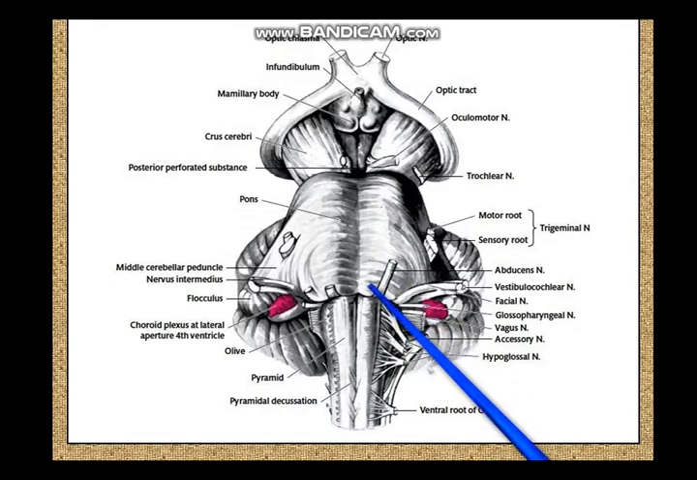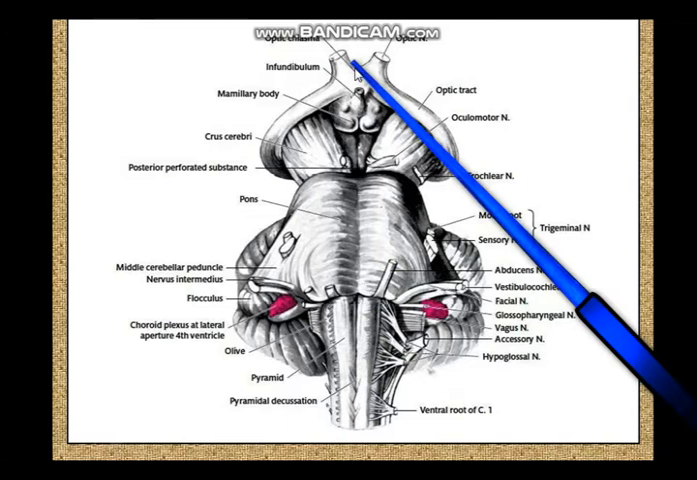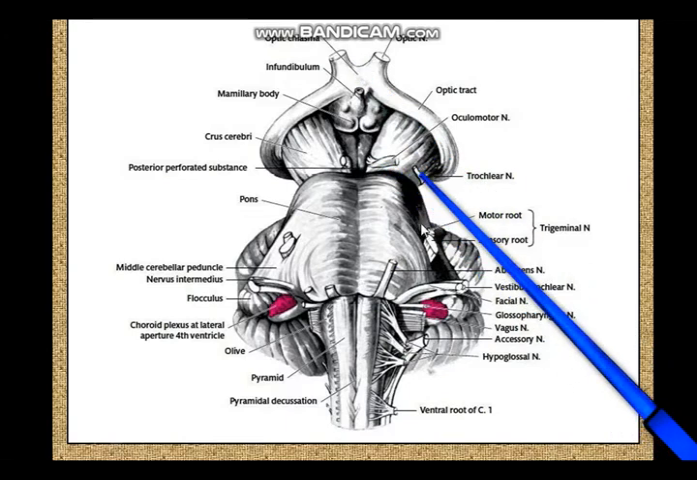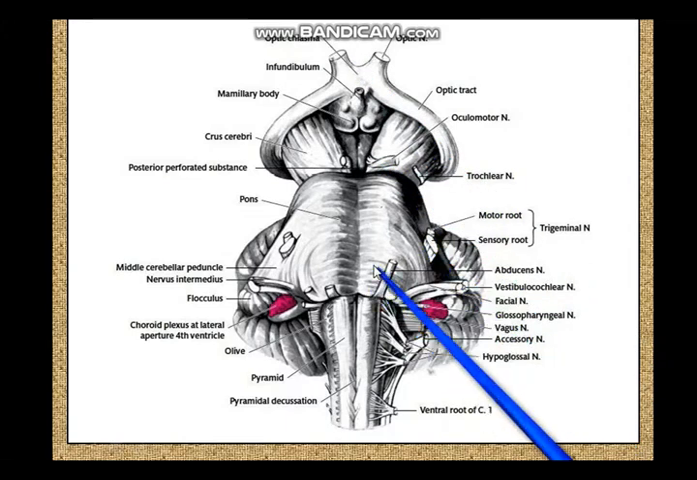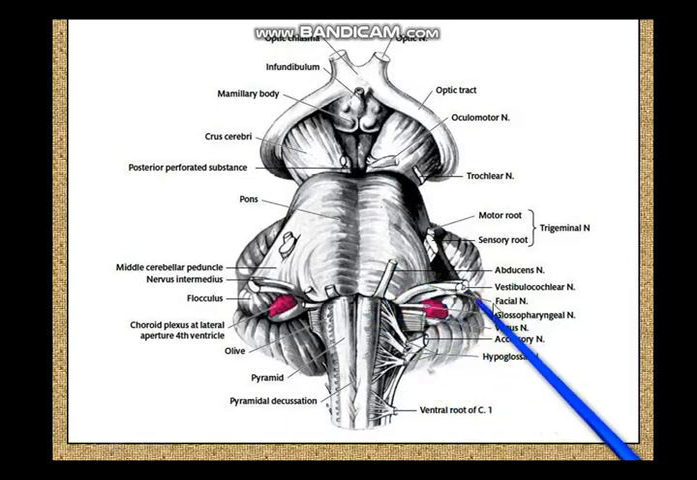Now between the pons and the pyramid you have the emergence of the abducens nerve. So optic, oculomotor, trochlear, trigeminal, abducens. The abducens nerve emerges between the pons and the pyramid. The facial nerve emerges between the pons and the olive, and the vestibulocochlear nerve emerges close by, between the olive and the inferior cerebellar peduncle. So abducens nerve, facial nerve, vestibulocochlear nerve.